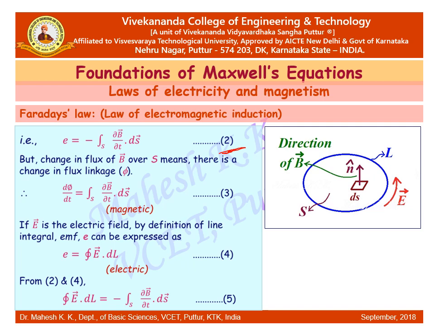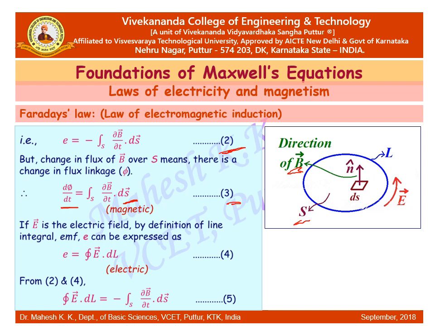But a change in flux over S means there is a change in the flux linkage. So that change in the flux linkage d phi by dt can be written as the surface integral of dou B by dou t into ds. Mathematically you can write that, and let it be equation 3, and it is a magnetic parameter.